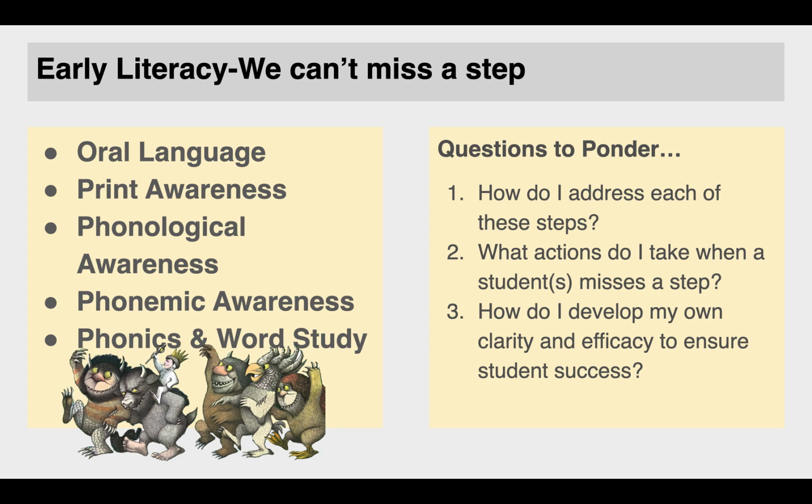How do I address each of these steps? What actions do I take when a student misses a step? How do I develop my own clarity and efficacy to ensure student success?